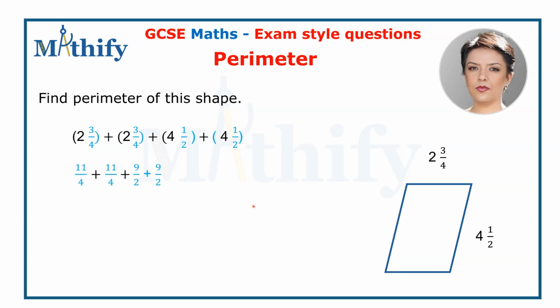So we'll just add them up together. 11 over 4 plus 11 over 4 will be 22 over 4, plus 9 over 2 plus 9 over 2 will be 18 over 2. So this can be simplified further to 11 over 2 because we could divide this by 2. So 18 over 2 plus 11 over 2 will give us 29 over 2. And we can rewrite 29 over 2 as a mixed number. And that can be rewritten as 14 and a half. So our perimeter is 14 and a half.